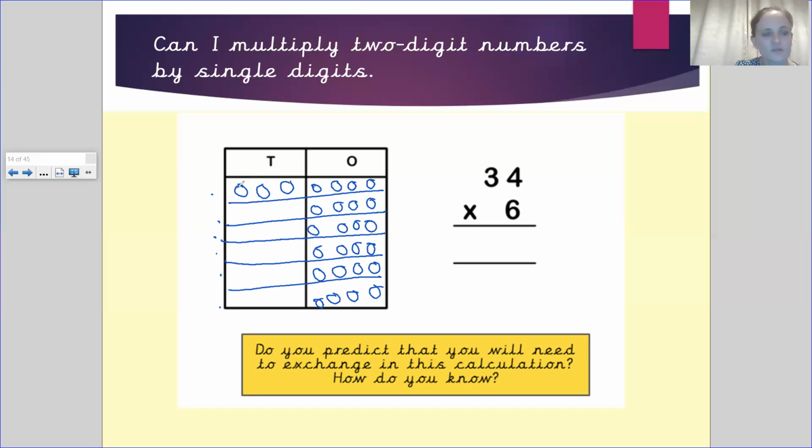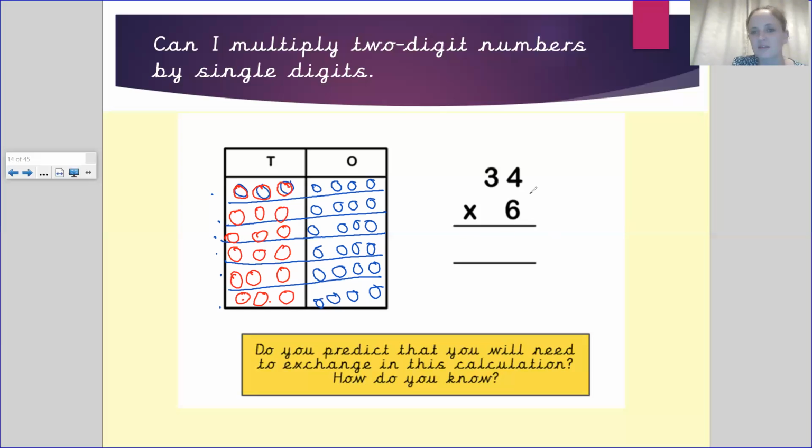Right, I'm going to do these ones in a different color. As you can see, there's 1, 2, 3, 4. And then let's do our 30: 10, 20, 30, 10, 20, 30, and so on. So that's 34, and there are 6 groups of 34, which is what this question is asking me.